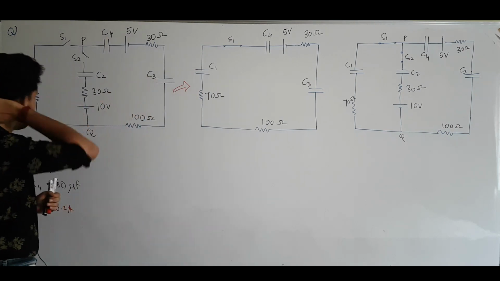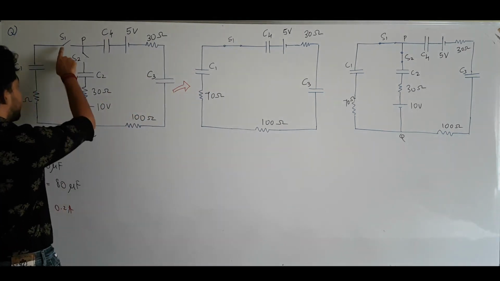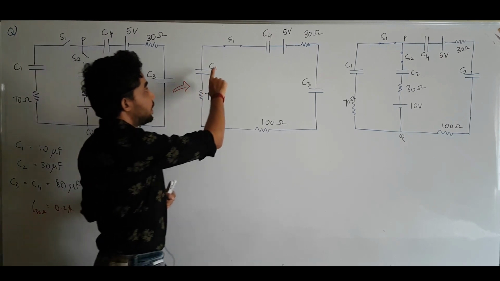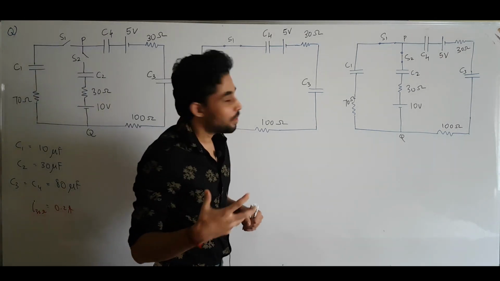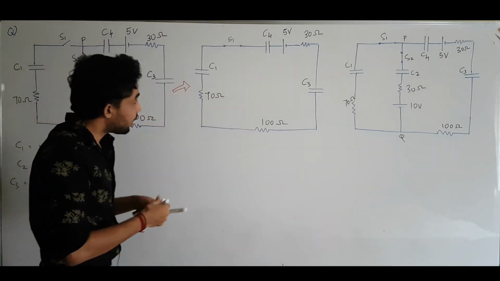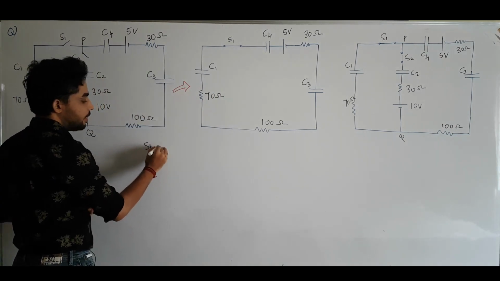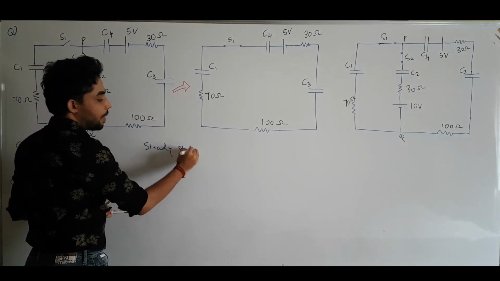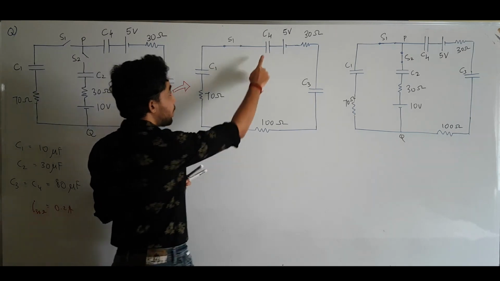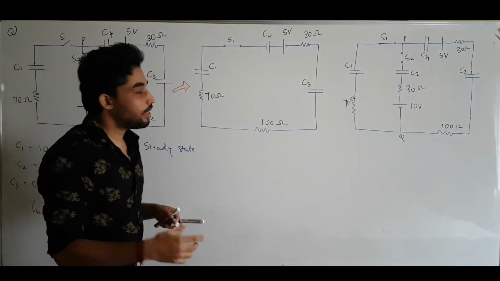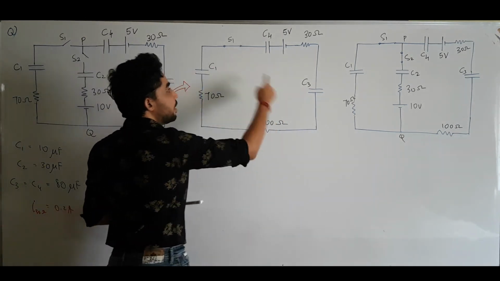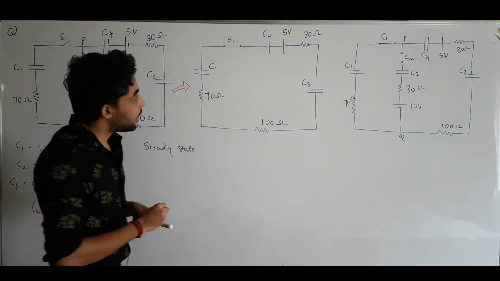So initially we have a circuit like this, and they are telling that they are closing the switch, and leaving this switch closed for a long time. So what happens is, we know that there will be a steady state of capacitors, such that all the capacitors will be fully charged, and there won't be any current flow in the circuit. Okay, so let's try to analyze that.